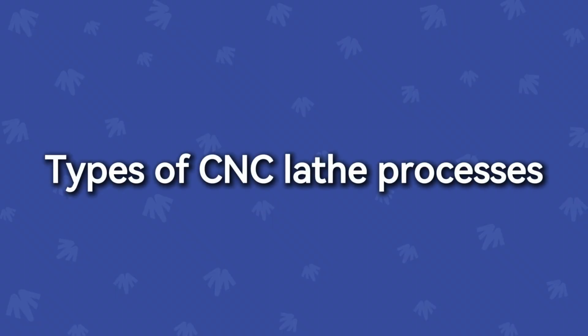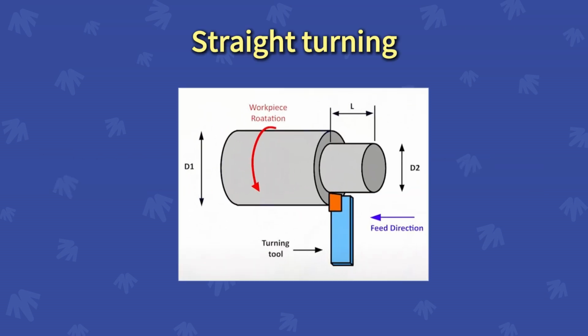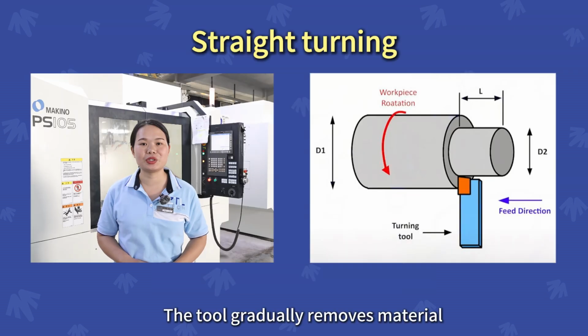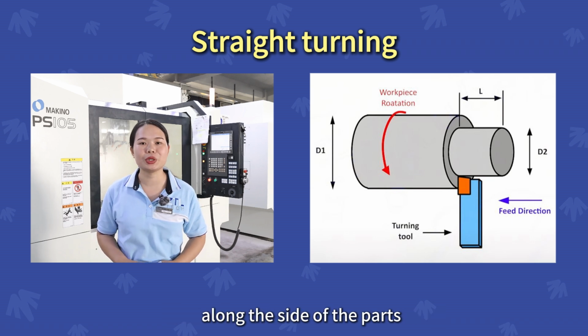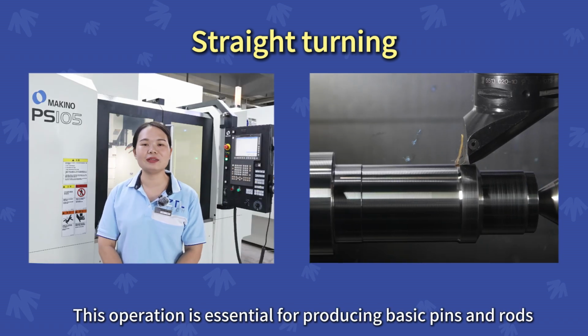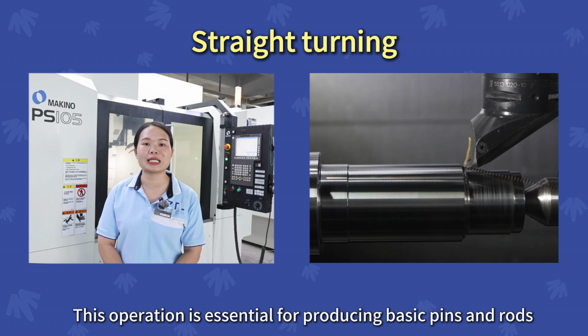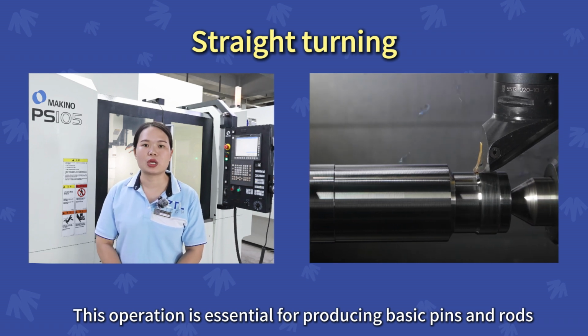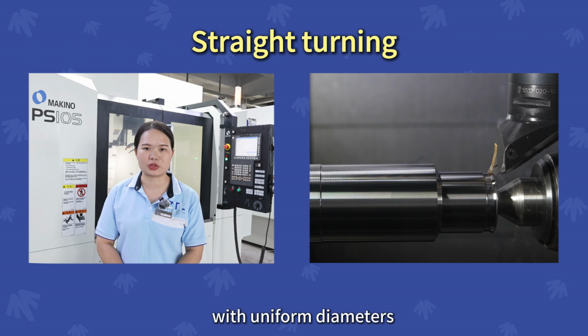Types of CNC Lathe processes: straight turning. The tool gradually removes material along the side of the surface during the machining, creating a straight cylindrical surface. This operation is essential for producing pins and rolls with uniform diameters.